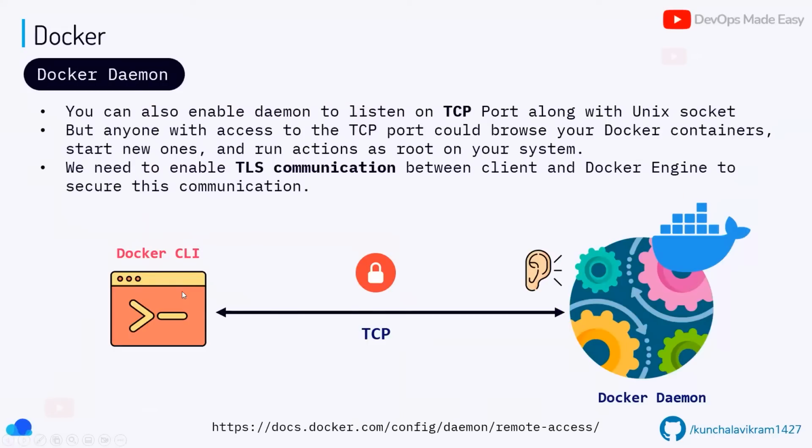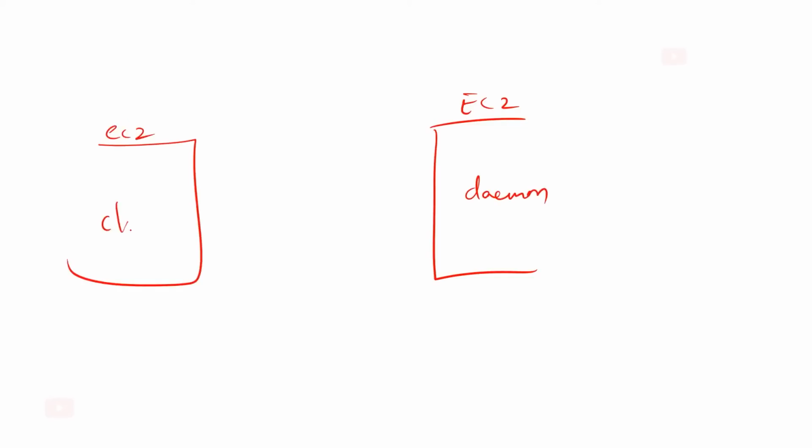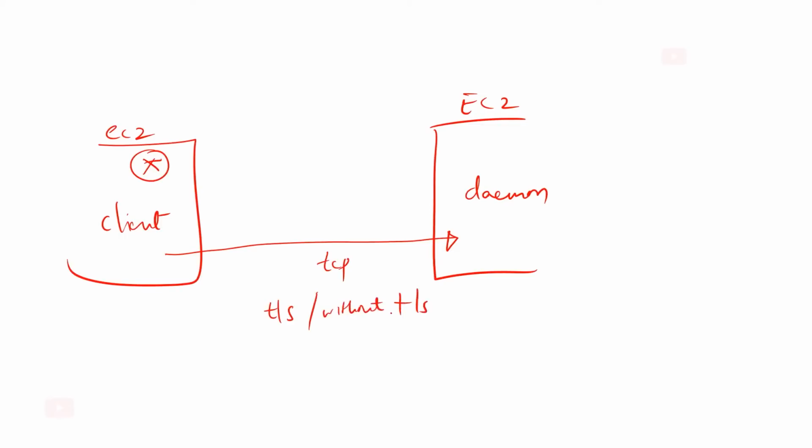Okay, so let's say you have the client and the daemon available in two machines. This is one of the EC2 instances where your daemon is running, and you have one more EC2 instance where your Docker client is only installed. There is no daemon here, so Docker PS and all these commands will fail. Now, over the network, I want this client to talk to this daemon over TCP. It works both with TLS and without TLS. We will see without TLS now. So this has to go through the network.